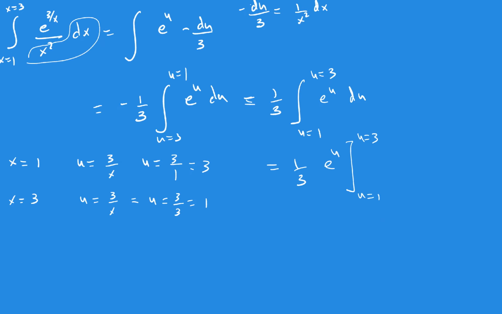So it will be equal to 1/3 times e cubed minus e to the 1, or 1/3 e multiplied by e squared minus 1.